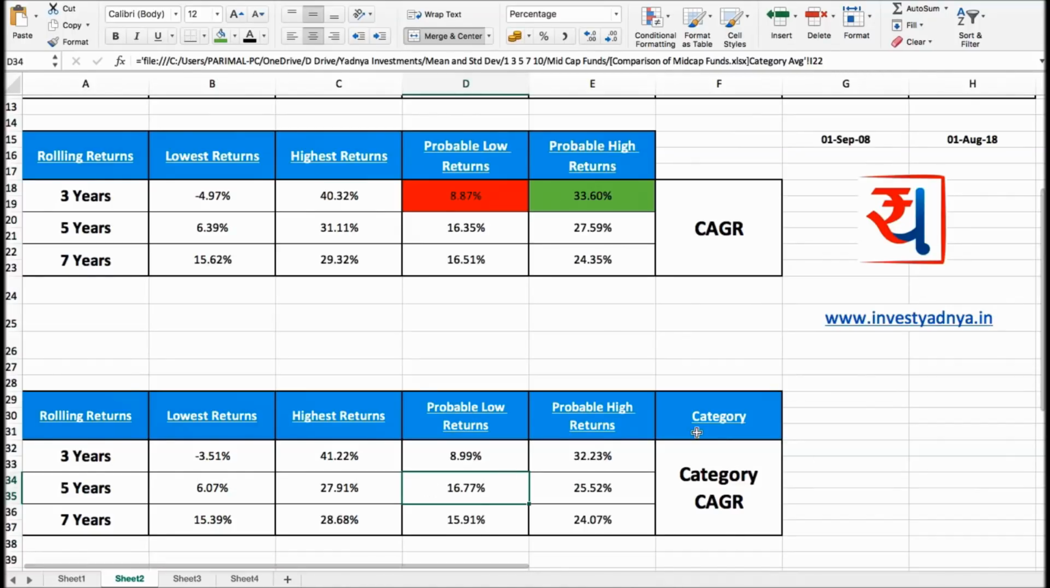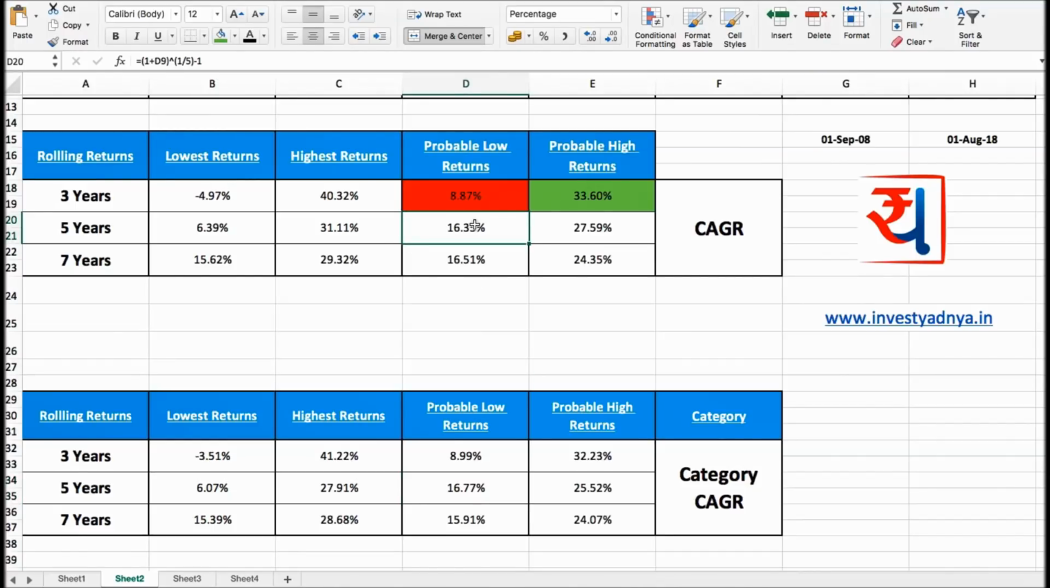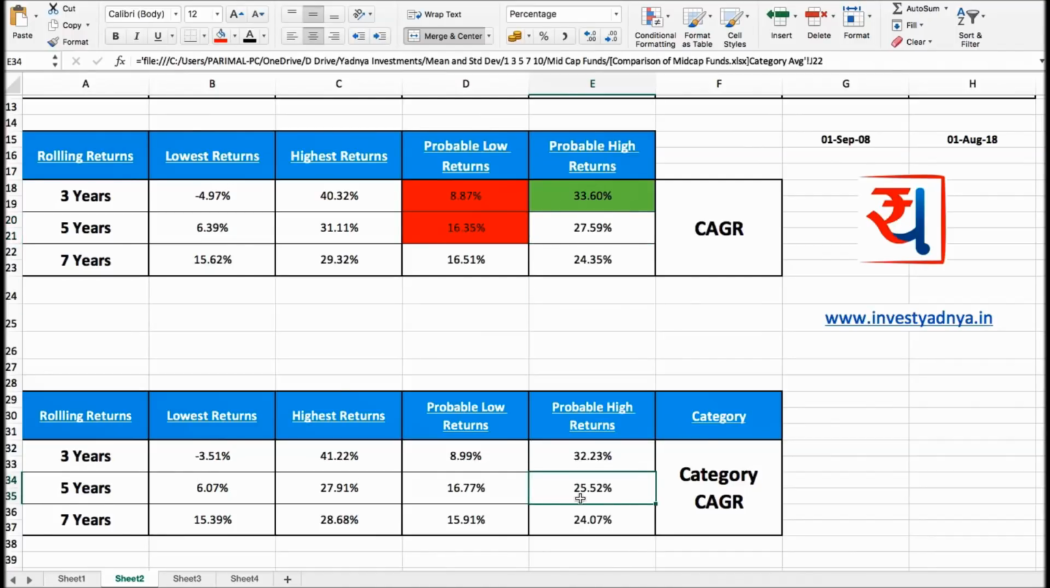So remember friend, this is a category average, means there could be a lot of good funds compared to L&T Midcap funds. So when we will compare all these midcap funds, you will get an idea which funds are good and which funds are not so good, or they are not beating the category average comfortably. So on a 5-year horizon, the probable low returns are lesser compared to category average. So we will give a red star for this angle also. The probable high returns for L&T Midcap Fund for 5 years could be 27.59%, vis-a-vis the category is giving 25.52%. So here L&T Midcap Fund can outscore the category average. So we will give a green star.